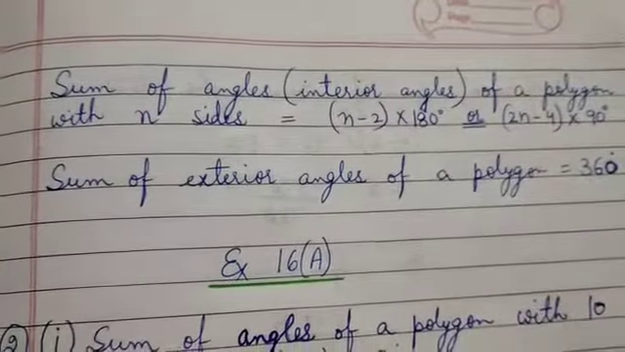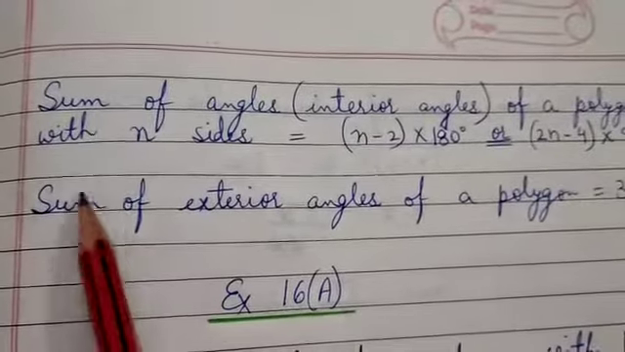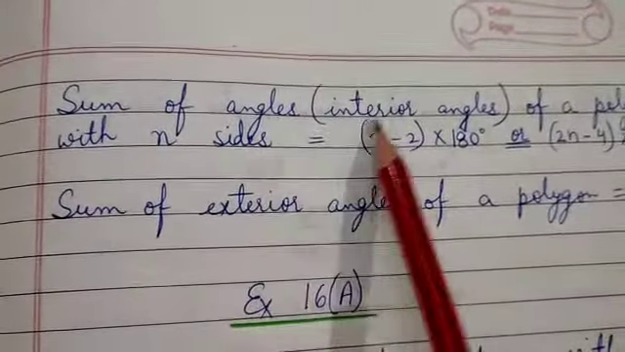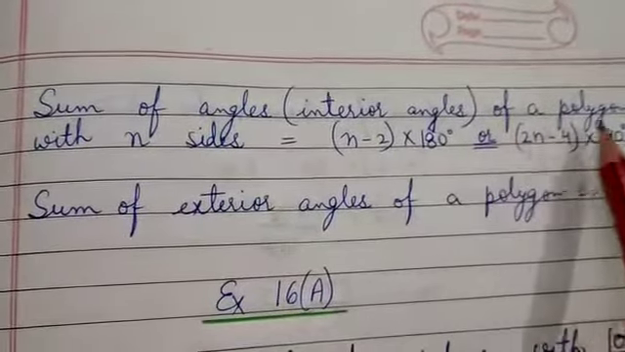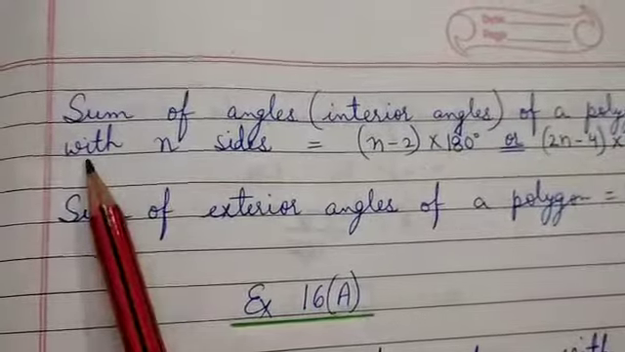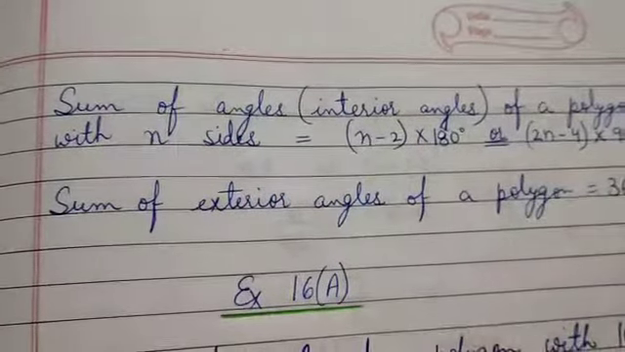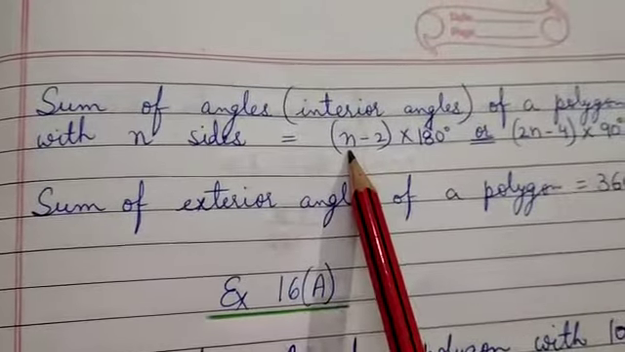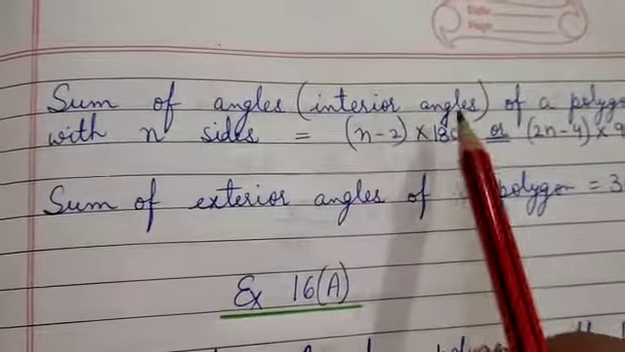Now children, let us see some formula based on polygon. So the first formula is sum of angles. When we say angles means interior angles. So sum of angles of a polygon with n sides, this is a general formula for all the polygons, and according to the specific polygon, you can find out the sum of the interior angles.